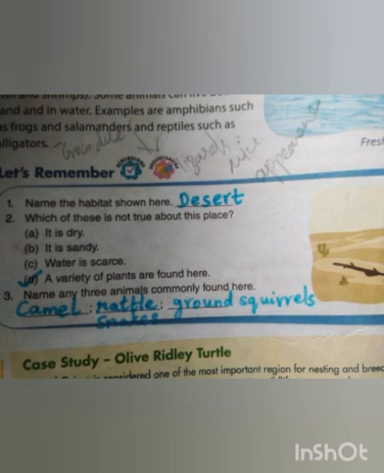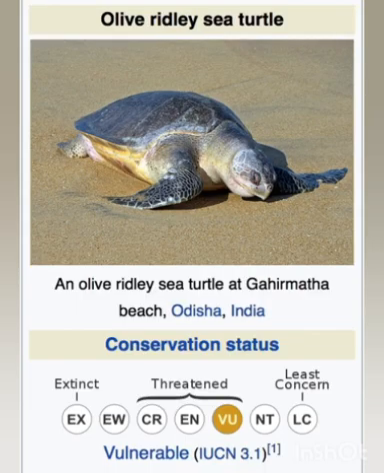Camel, rattlesnakes, ground squirrels. Next is a case study, and it is about olive ridley turtle. These ridley turtles come along the coast of Orissa every year in large numbers to reproduce. But in recent years, there has been a huge decline in the number of these sea turtles due to fishing, vehicular traffic in the sea, and release of pollutants in the seawater. The Gahirmada is a marine wildlife sanctuary where these ridley turtles are being conserved. So this is just for information.